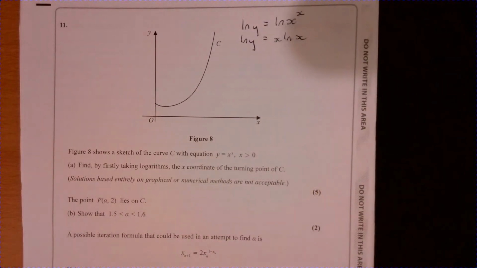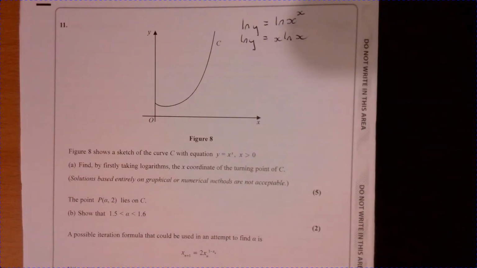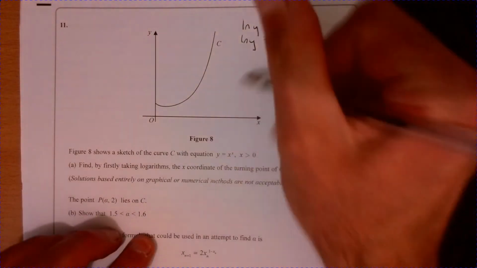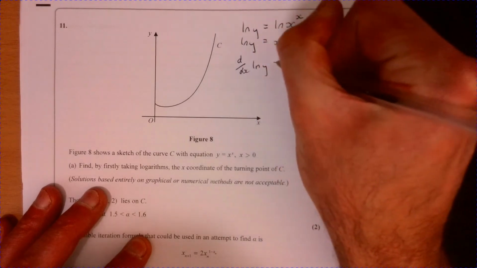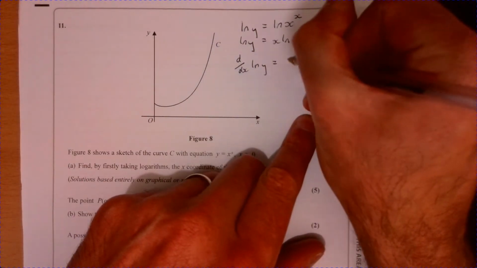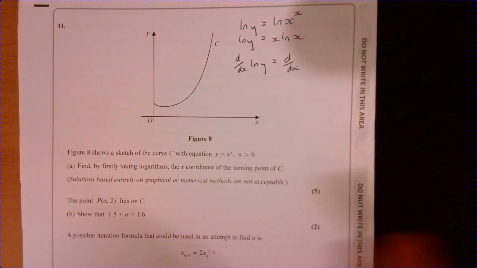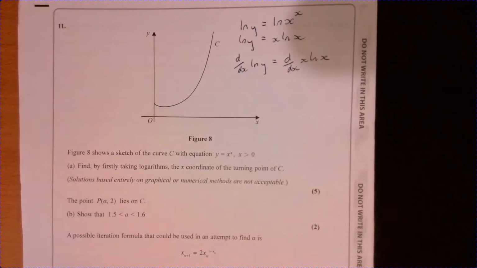Okay, now we need to think about turning points. That means differentiation, and this is implicit differentiation. I'm going to speed through it, but if you need to, look up implicit differentiation. It's when we're differentiating y's and differentiating x's at the same time.